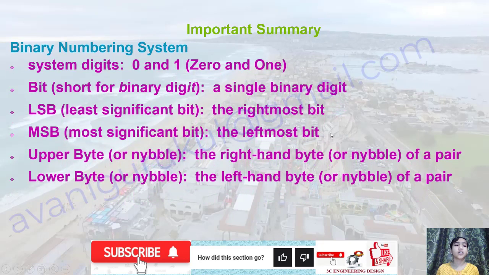Important summary. Binary number system. System digits 0 and 1. Bit, a single binary digit. LSB, the rightmost bit. MSB, the leftmost bit. Upper byte, the right hand byte of a pair. Lower byte, the left hand byte of a pair.